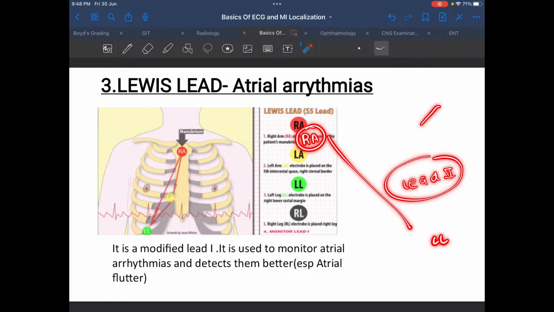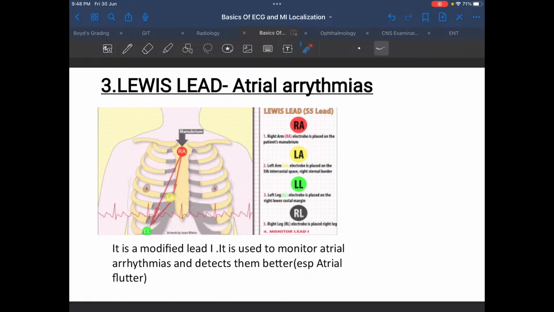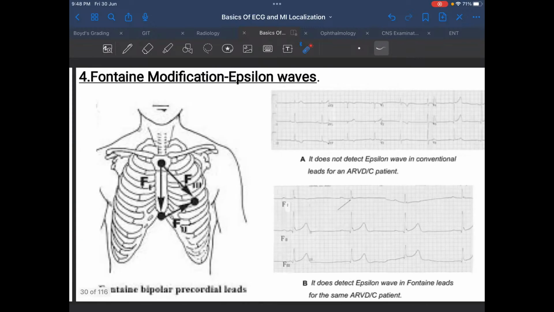But I have now changed the direction of lead 2. Why the heck have I done that? It's a very simple reason. It's going to monitor your atrial arrhythmias and detect them better. So when I want to record atrial arrhythmias in a better way, I'm going to use the Lewis lead. The right arm is at the manubrium sterni and your left leg is at the right costal margin.